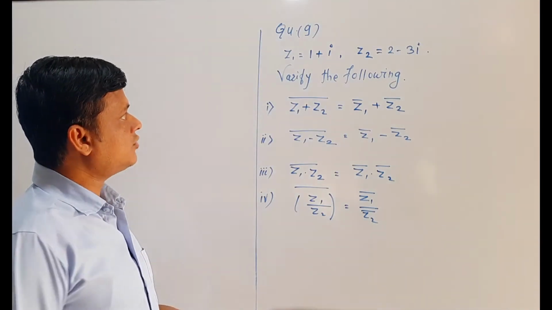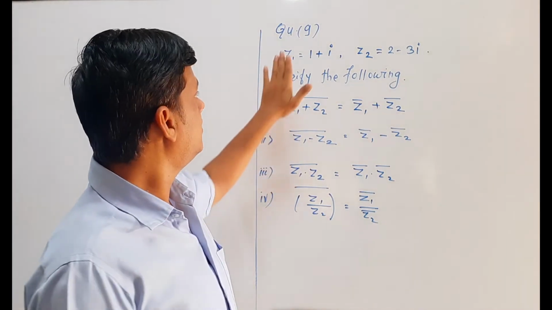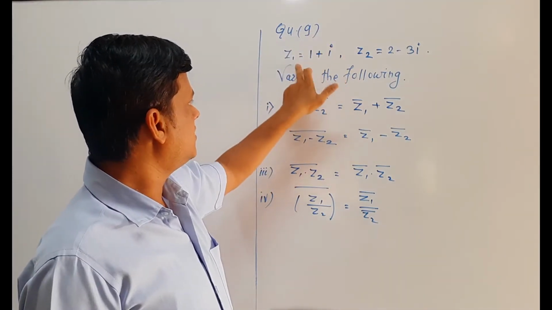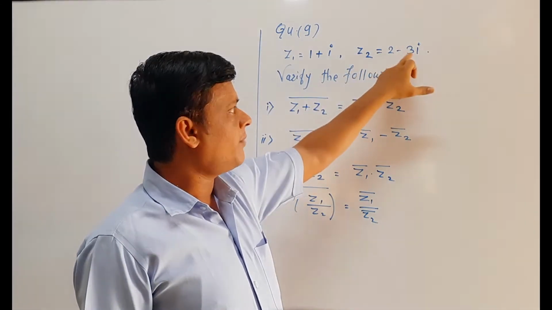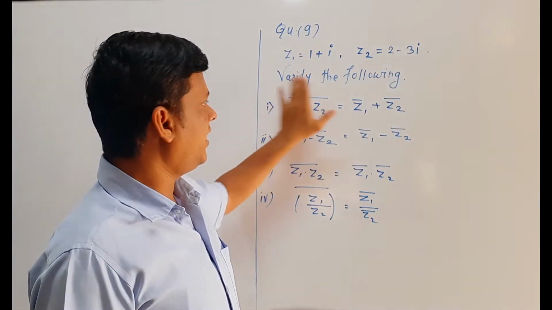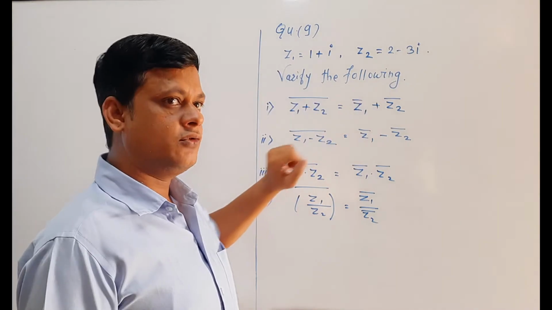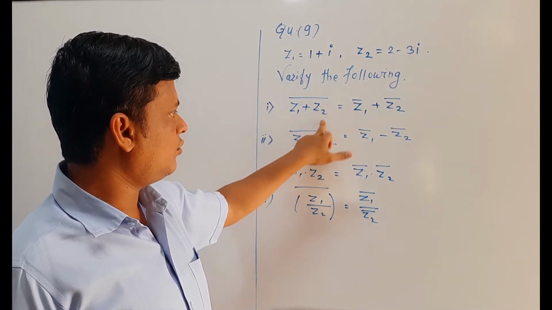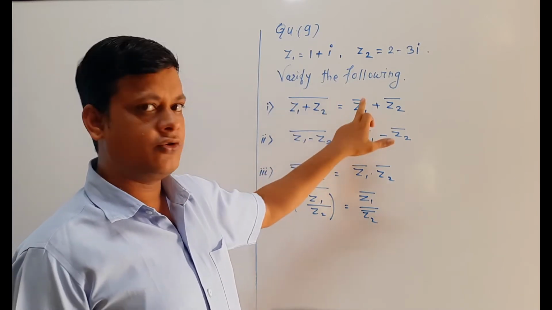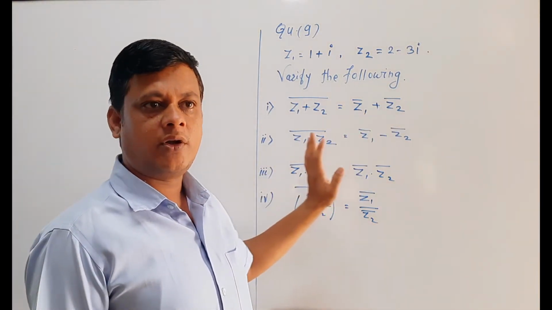Now see the last question of this exercise. Question number 9. z1 equals 1 plus i, z2 equals 2 minus 3i. Verify the following. So we have to verify this property: the conjugate of z1 plus z2 equals the conjugate of z1 plus the conjugate of z2.